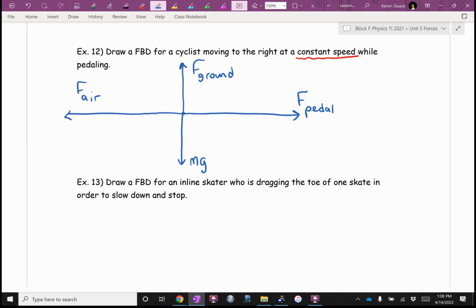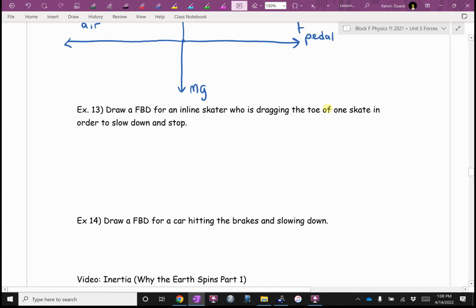Is that okay? So I always like it when we get some Captain Obvious physics that explains something that we've seen all the time, and oh, now I know why. Example 13. Draw a free body diagram for an inline skater who's dragging the toe of one skate in order to slow down and stop. Let's pretend, like the biker, that the skater is also moving to the right. This is a job for a free body diagram, because they said to draw a free body diagram. Okay. Can do this.